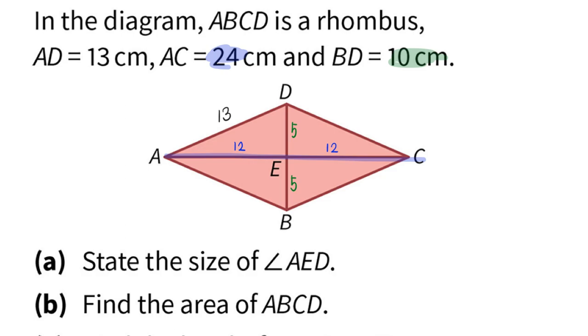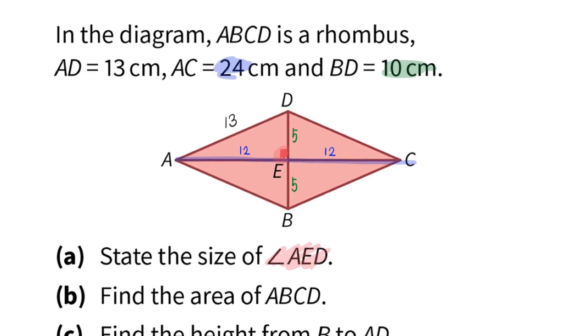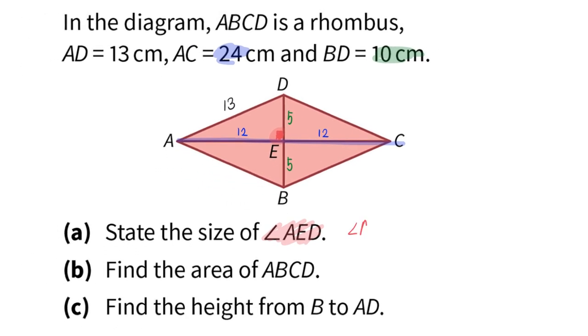And because again it is a rhombus, this means that the diagonals are perpendicular to one another as well. And with all that being said, state the size of AED, which happens to be this angle. And I just perfectly shown you that it is 90 degrees. So angle AED is equal to 90 degrees. Why? These are diagonals of a rhombus.